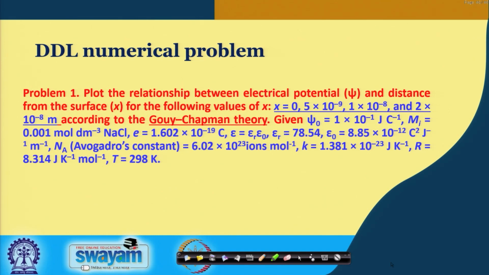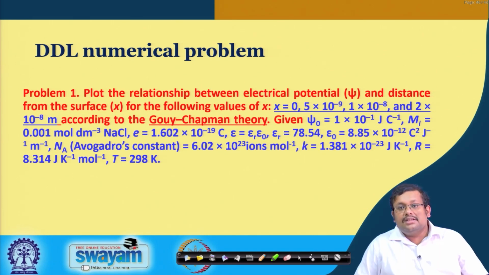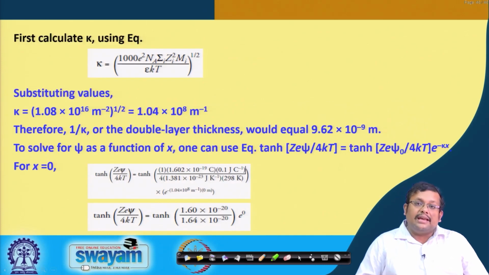Here basically the problem is to plot the relationship between the electrical potential and distance from the surface x for 4 different distances. One is at 0, and then 5 into 10 to the power minus 9, 1 into 10 to the power minus 8 and 2 into 10 to the power minus 8 meter according to the Gouy-Chapman theory, given all these different values of the different parameters. And I showed you how we can calculate that.